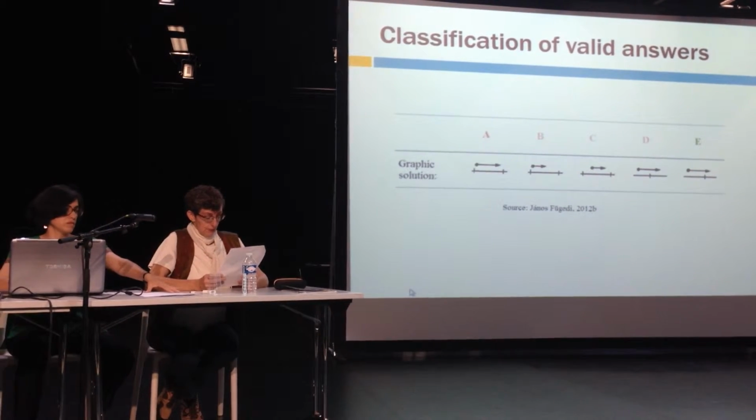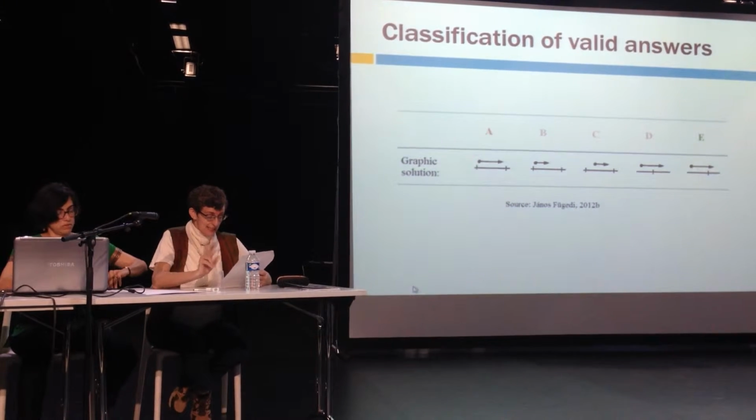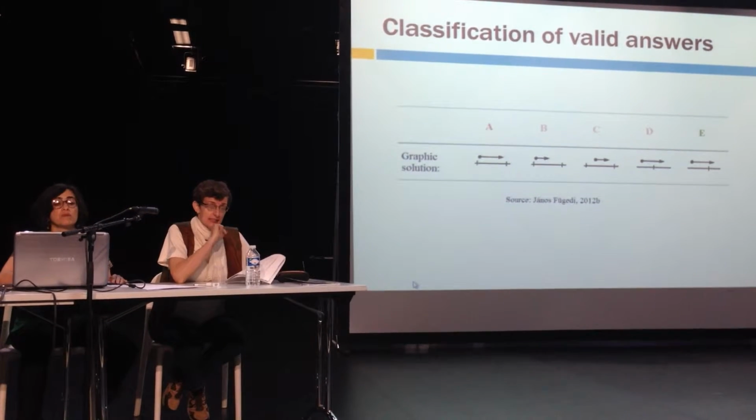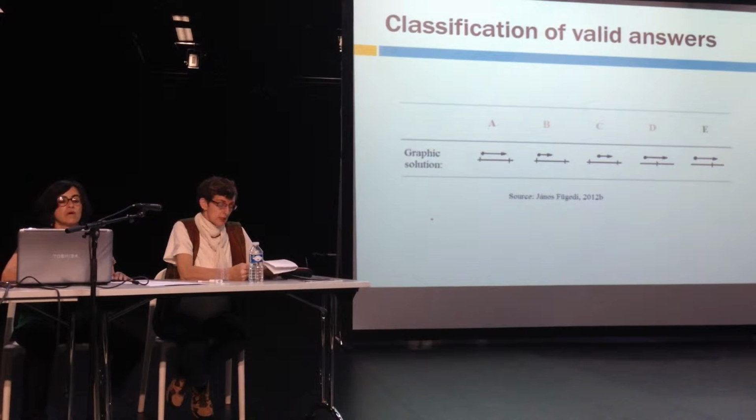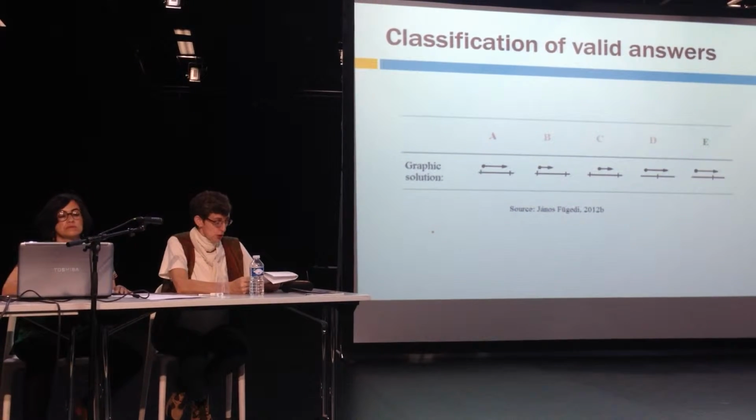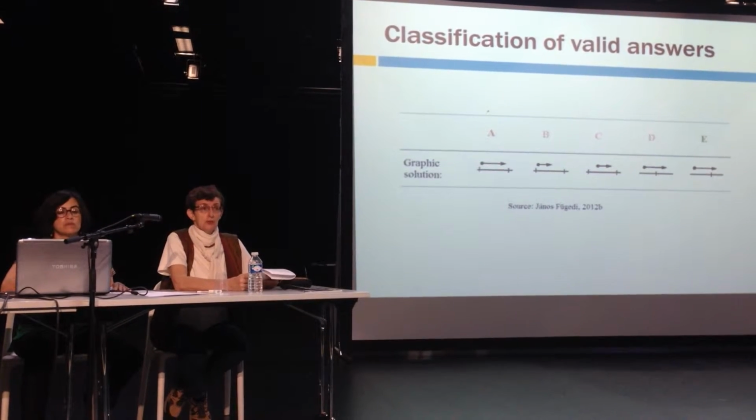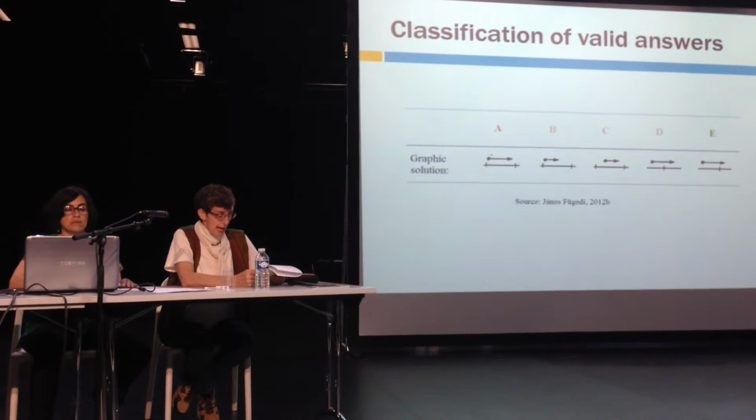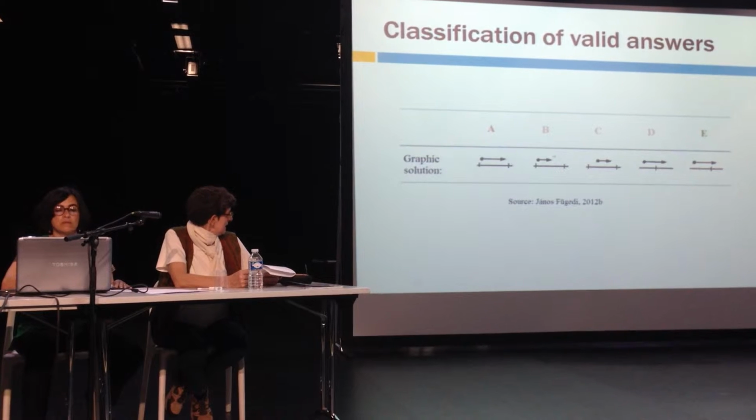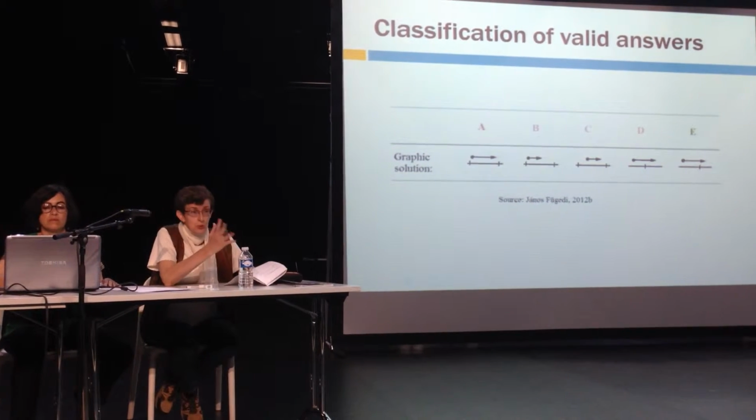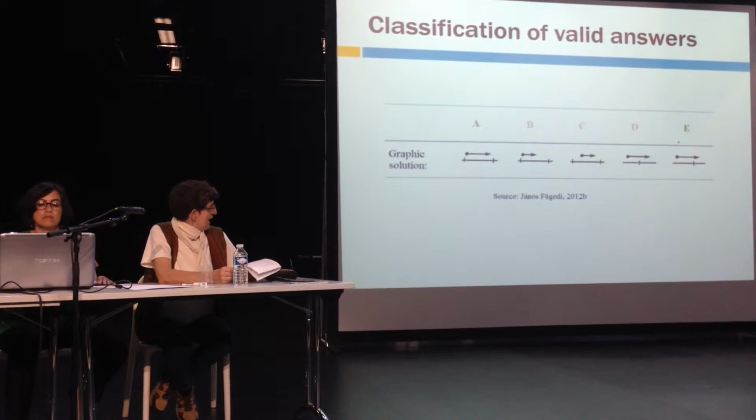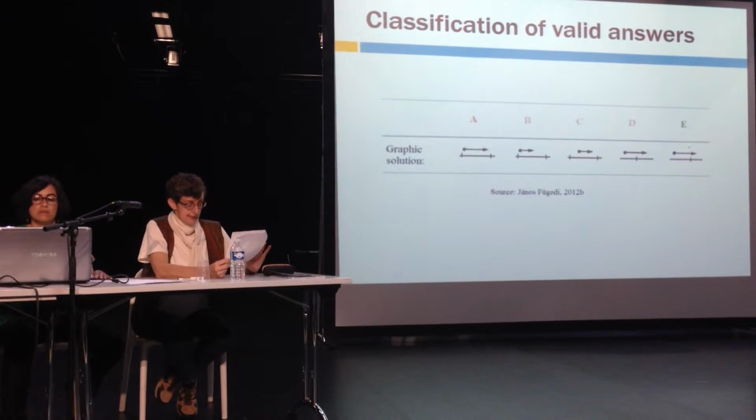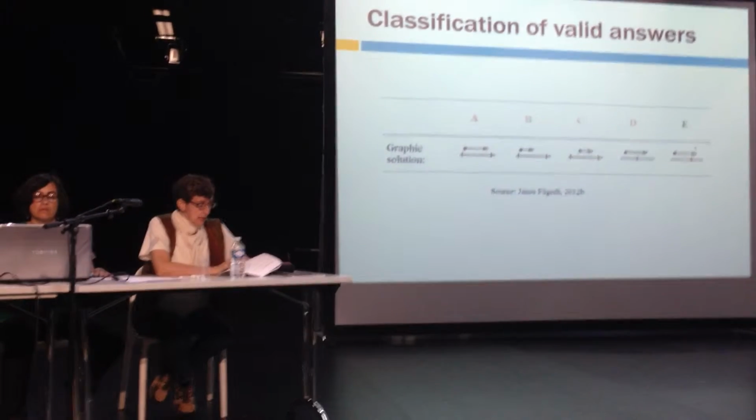In the graph, the second step was to identify the valid answers, according to Fuggetti's 2012 typification of 5 graphical solutions. A is the real UT answer, B, C, and D are UT-like answers, and E is ST, specific timing.